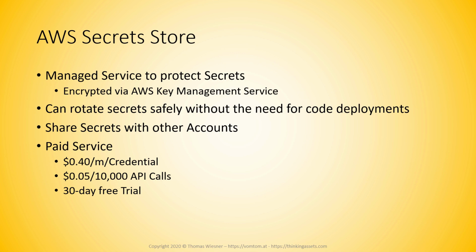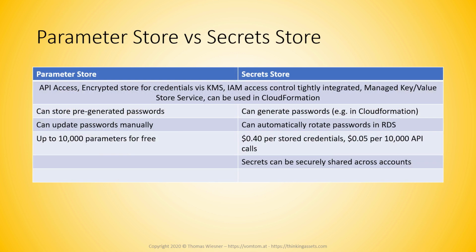Now, there is a very big confusion about what is the Parameter Store and what is the Secret Store. Let me summarize this in one slide. Both have API access, okay? Both encrypt credentials via KMS. Both have IAM access control tightly integrated, and both are a managed key value store service. And obviously they can both be used via CloudFormation, and you can use both also in ECS and your EC2 instances and so on. Now the Parameter Store can store only pre-generated passwords, whereas the Secret Store can generate passwords for you via CloudFormation, for example.